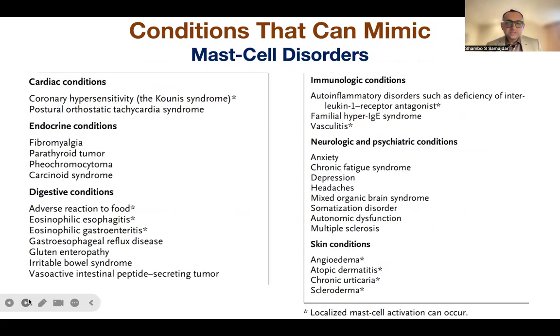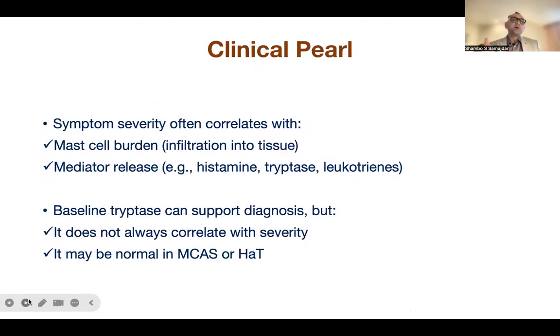So we need to understand there are certain conditions that can mimic mast cell disorders, and we know very recently we lost a celebrity due to Kounis syndrome. Apart from that, this is a list of conditions that can mimic mast cell disorders. But if we find patients who have an overlapping condition, then we need to think about mast cell disorders, and we need to rule them out.